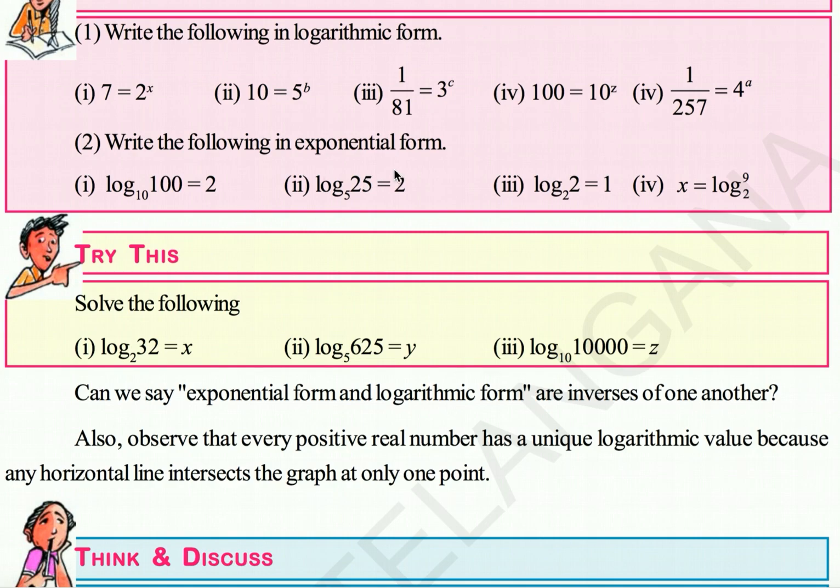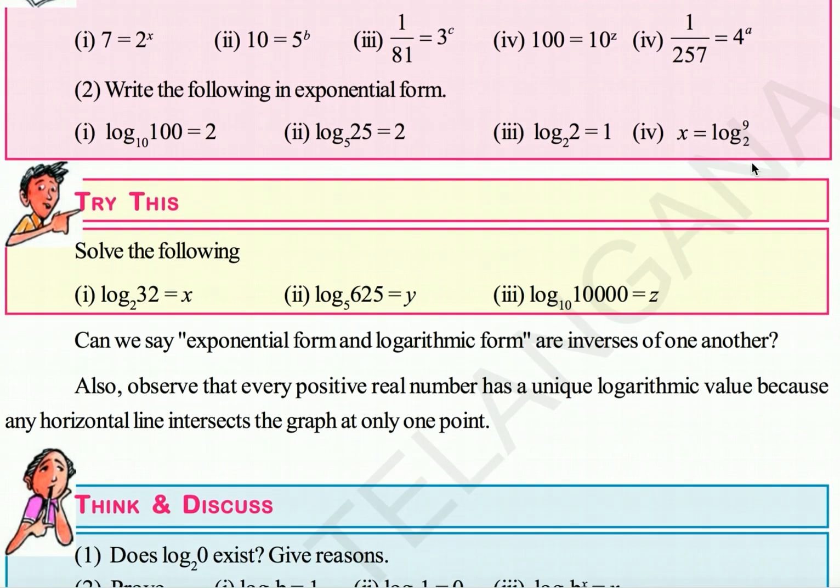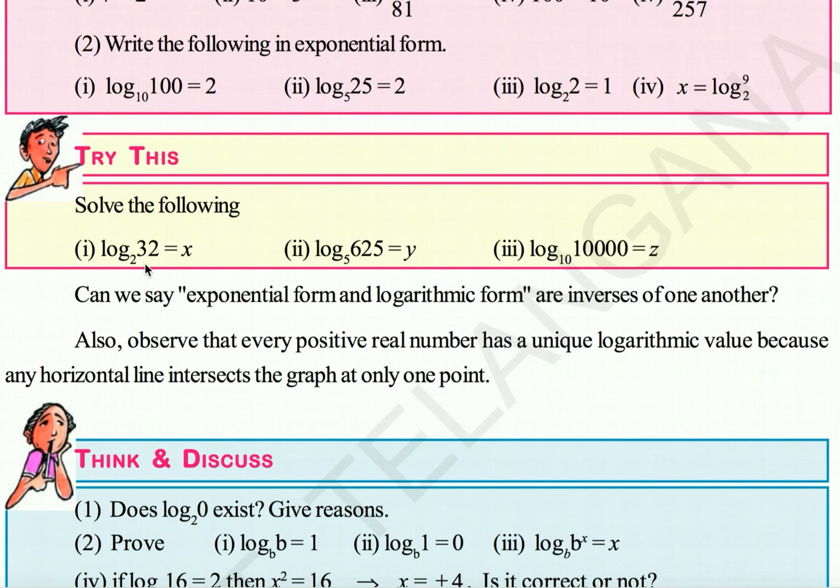Write the following in exponential form. Exponential form: 100 can be written as 10 square. 25 can be written as 5 square. This is 10 square, this is 5 square, this is 2 power 1, this is 3 square. Solve the following. 2 power 5, this is 5. This is 5 power 4, right, y equal to 4. This is 10 power 4, so z equal to 4.